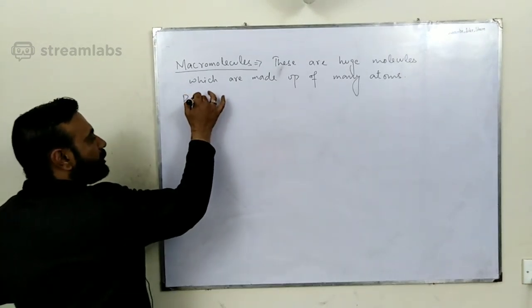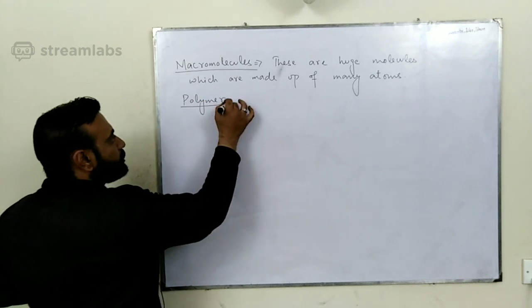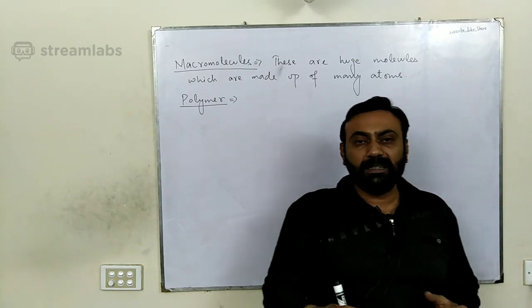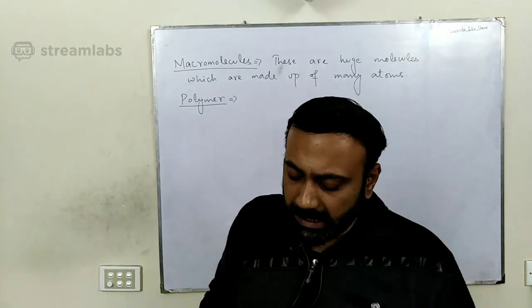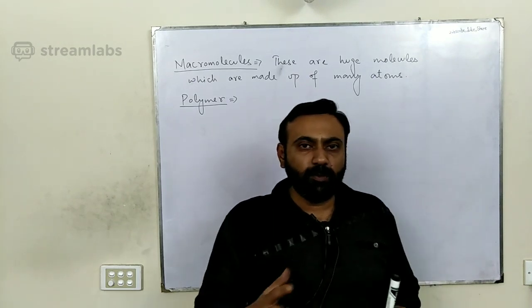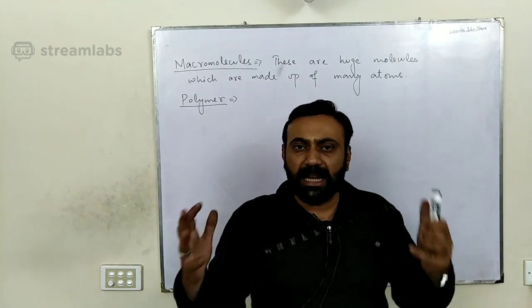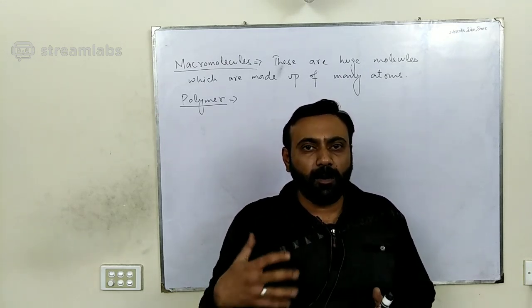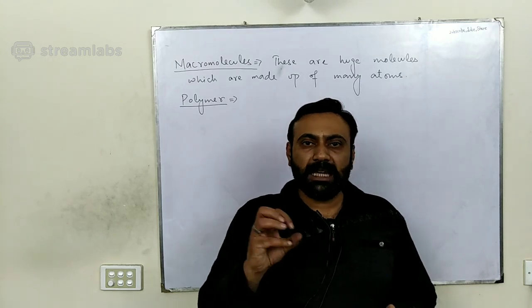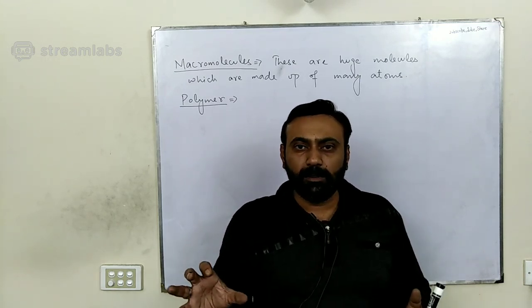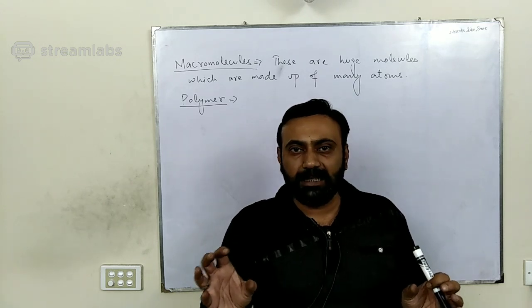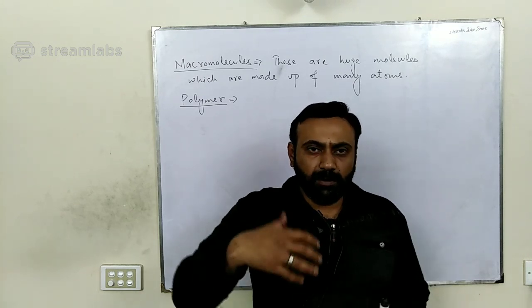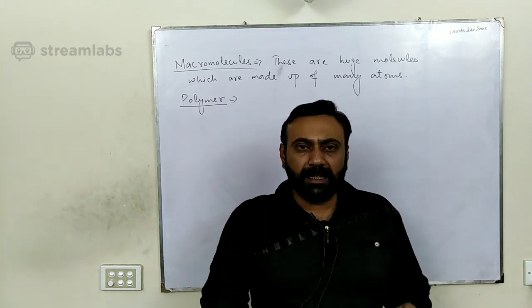Now there is a term polymer. See, polymers are a type of macromolecules. Macromolecules could be huge molecules which contain many atoms, but the atoms in the macromolecules may have a specific sequence or not. In case those macromolecules are made up of specific sequences of sets of atoms, then they are called polymers. I would try to explain it a little more.